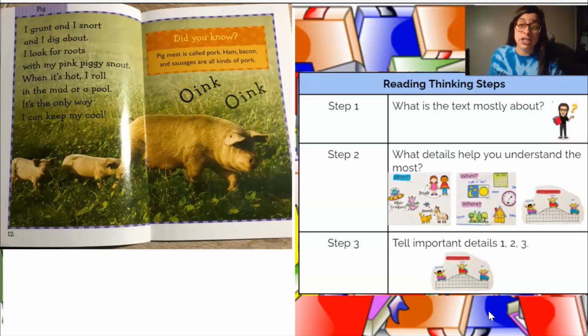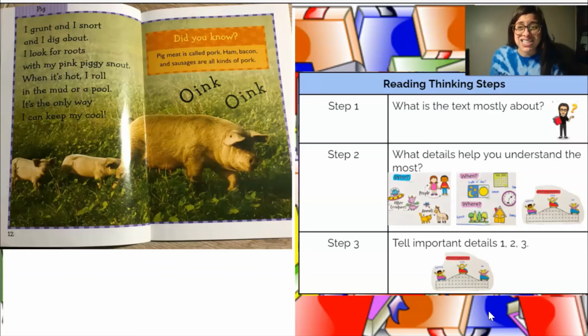We learned these pages are all about pigs. There were tons of key details on these pages. We know that they love to roll in mud when it's hot. It keeps them cool. They also like to dig in the dirt to find roots. And pigs are also an animal that we can use to get pork. We can eat ham and bacon and sausages, all kinds of pork.